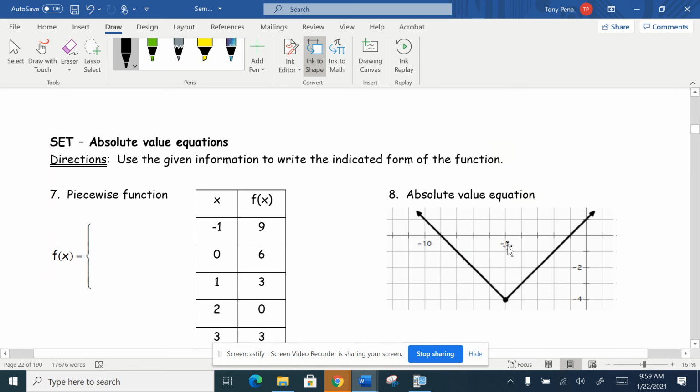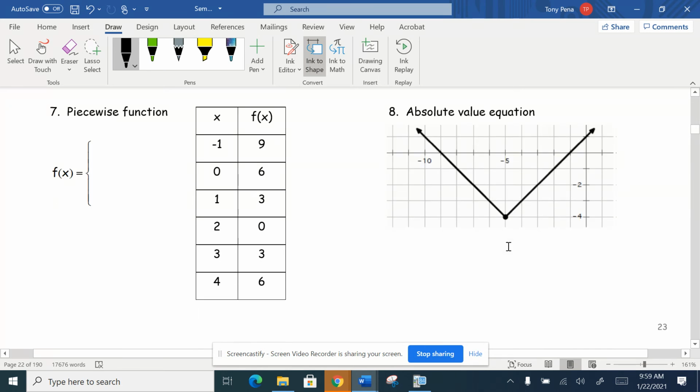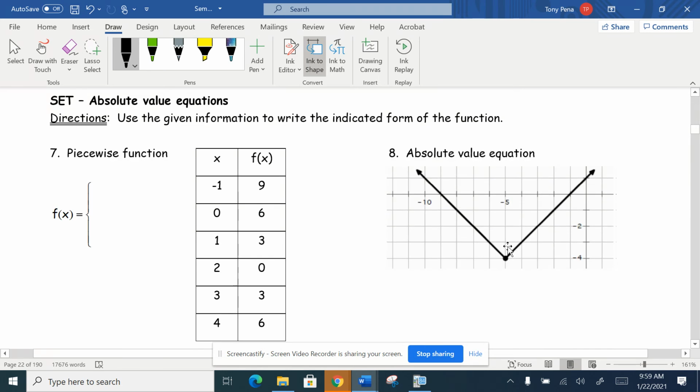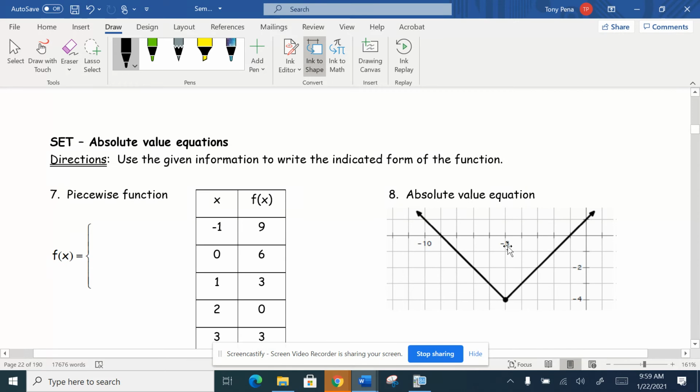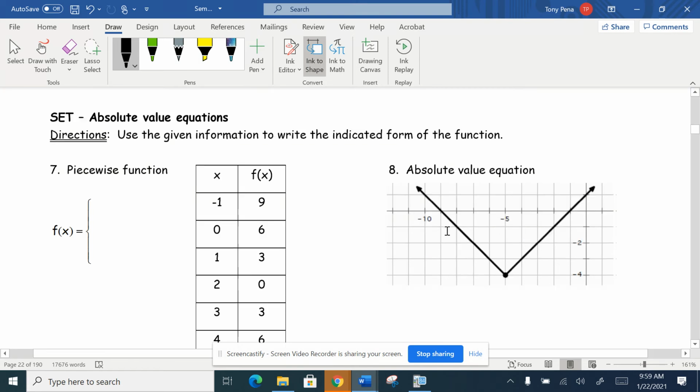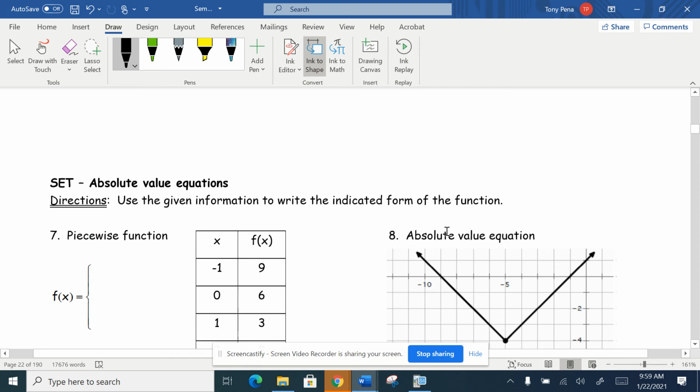I want you to do, because I'm looking at the packet right now, your packet's messed up. If you look at the bottom of page 23, there's just a random table there. So if you flip that and go to page 24, that's where I'm going to have you start off. I'm going to have you start at number 8.